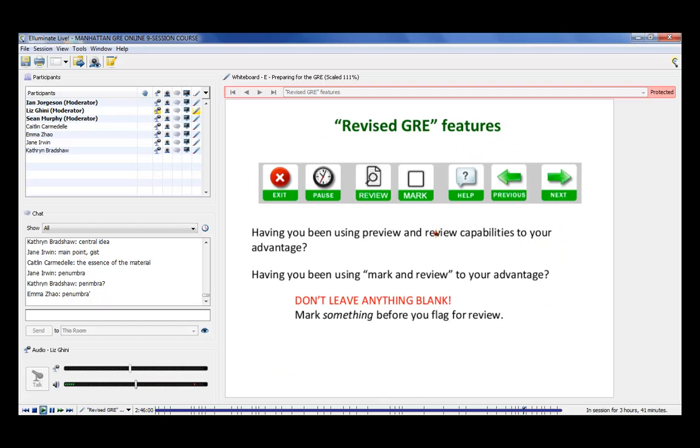I can't emphasize this enough: don't leave anything blank. You may not have time to come back. This mark feature, this flag feature is wonderful, but use it along the lines of, gee, this one is hard, I don't see how to get started. I'm going to pick a letter, and then I'll come back to it. Maybe you might like B, or maybe you might like C. I don't know, but pick a letter and then come back. Don't leave things blank.